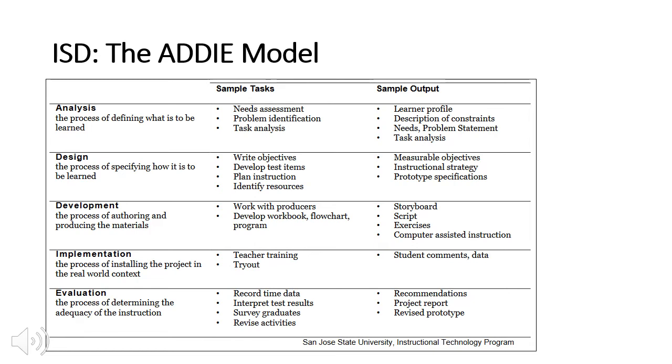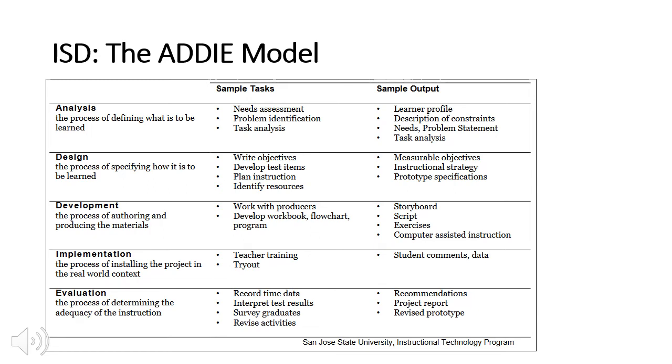Next, in the design phase, we will start to write objectives, develop test items, plan instruction, and identify resources. Outputs such as measurable objectives, instructional strategies, prototype specifications, and the learning theories or principles that we will select to design our product will also be decided in this phase.